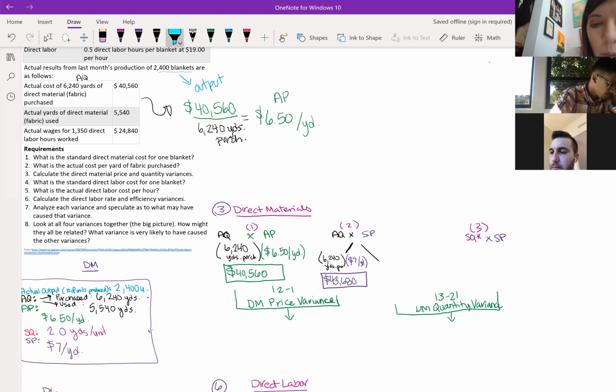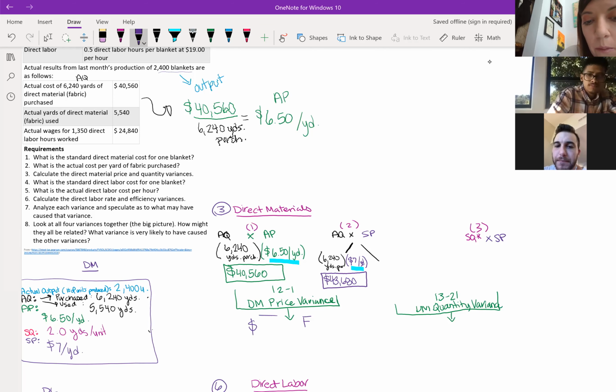So we should have paid $7 per yard. We actually paid $6.50 per yard, right? So we paid 50 cents less per yard than we should have. So we're going to have a favorable price variance because we spent less than we should have per yard. And what's the dollar amount?